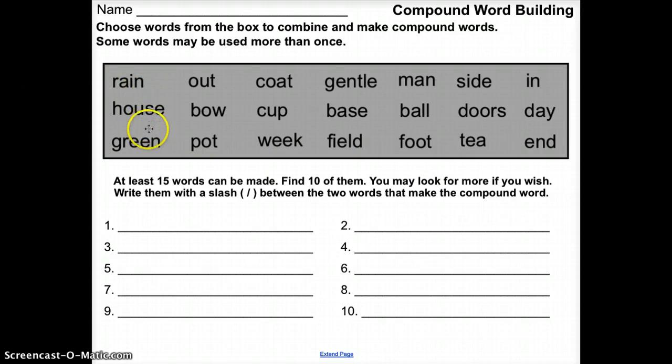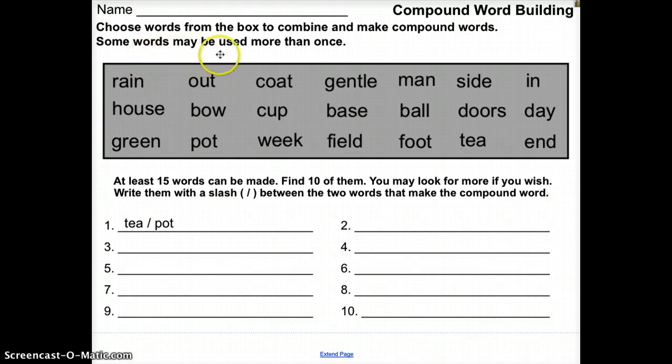Rain, house, green. I know green tea is a thing, but that's two separate words. That's not a compound word. Tea out, bow tea, teapot. Okay, so I know that is a compound word. The two words tea and pot combine to make the compound word teapot. Okay, so that's one of my compound words.